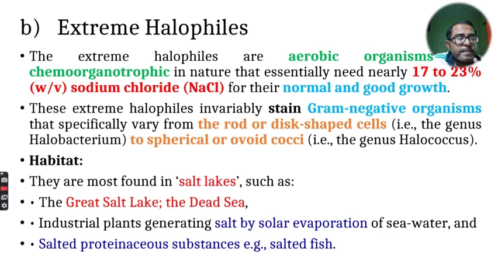These extreme halophile bacteria are gram-negative bacteria. In case of halophilic bacteria, you are able to observe variation in the shapes. You may observe rod-shaped or disc-shaped bacteria here. You may also observe spherical to ovoid-shaped bacteria in case of extreme halophilic bacteria.